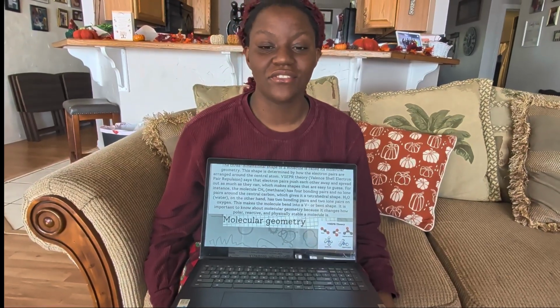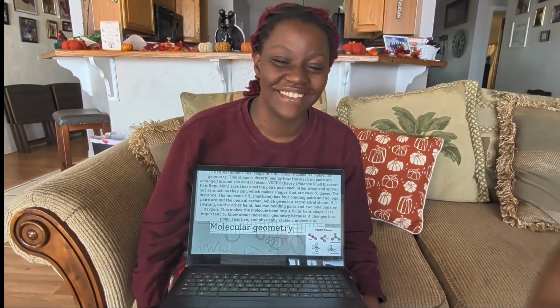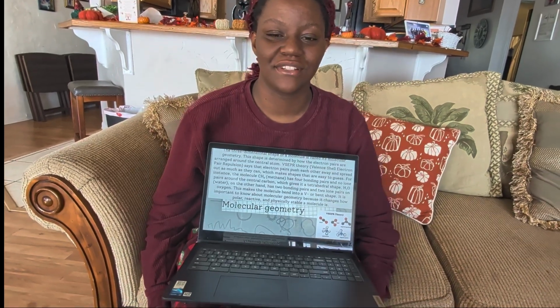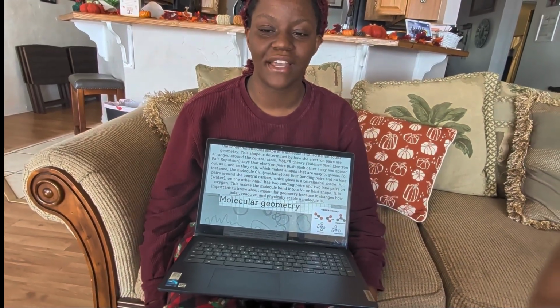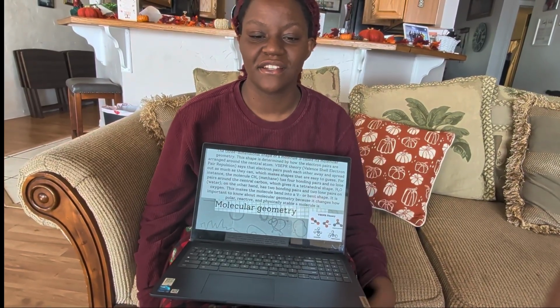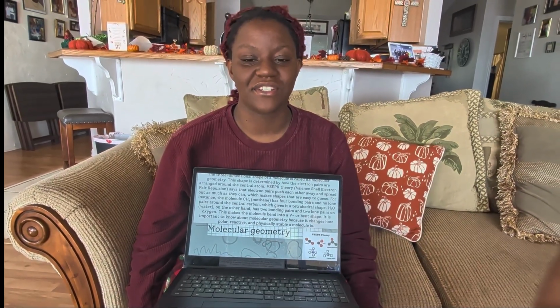The three-dimensional shape of a molecule is called its molecular geometry. This shape is determined by how the electron pairs are arranged around a central atom. VSEPR theory says that electron pairs push each other away and spread out as much as they can, which makes shapes that are easy to guess.